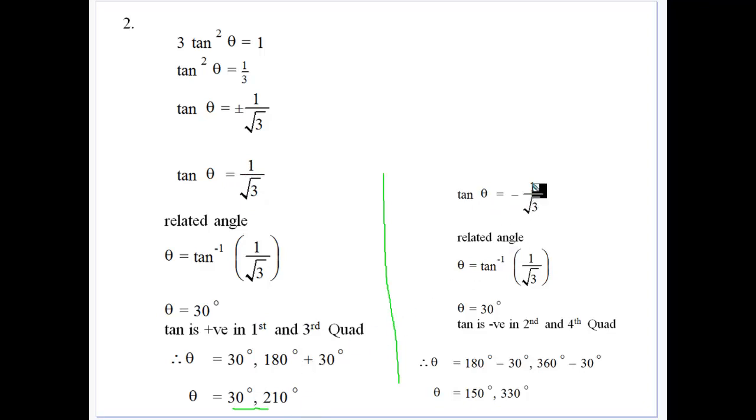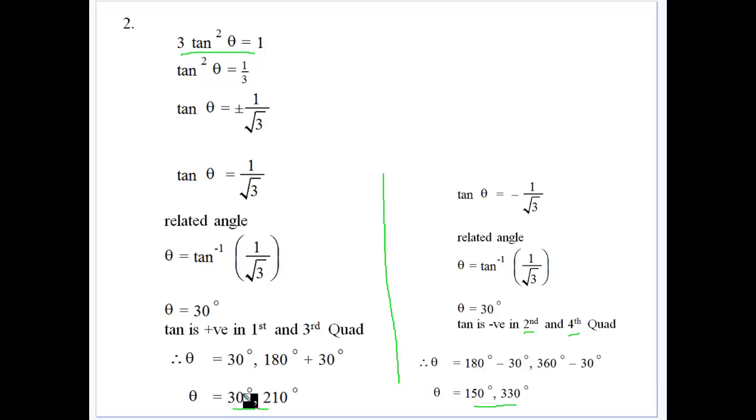Now, if tan of theta is equal to minus 1 on root 3, our related angle would still be 30 degrees. So ignoring the negative, we're still going to get the 30, it's exactly the same there. But we know this time tan's negative in the second and fourth quadrant, which gives us the related angle from 180 and from 360 gives us those two solutions. So really, for this equation, it has four solutions: 30 degrees, 210, 150, and 330 degrees. All will satisfy that. Again, you could throw that into your calculator.